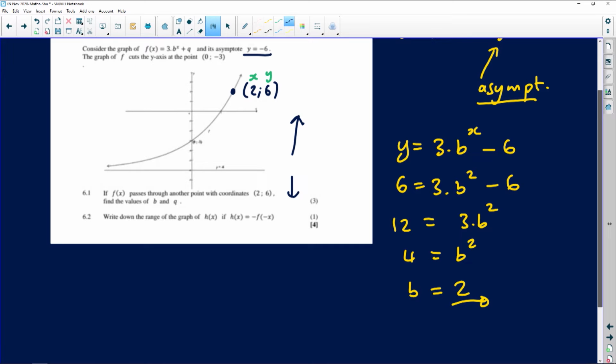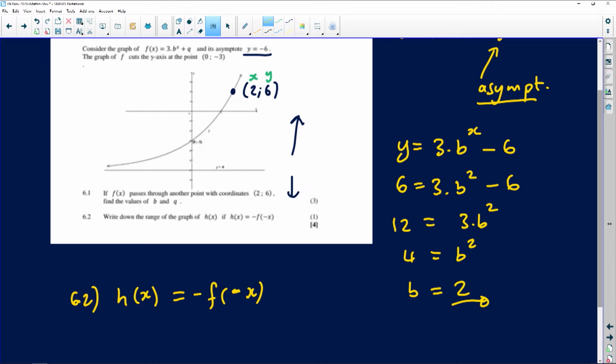We need to understand the transformations that have occurred on the graph of f to try and create the graph of g. So what am I writing? I'm going to first start by writing 6.2 and say, remember, we are now asking you for the range of the graph of h equals negative f of negative x. So let's discuss these transformations.